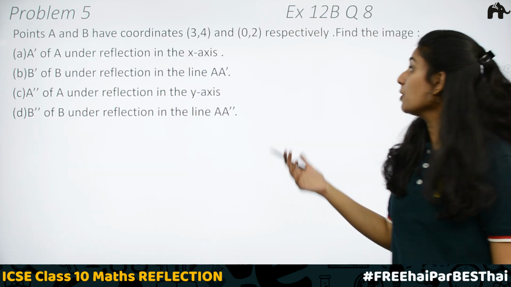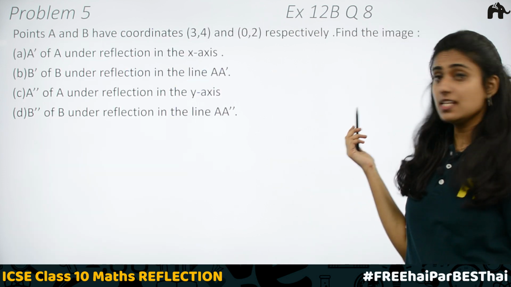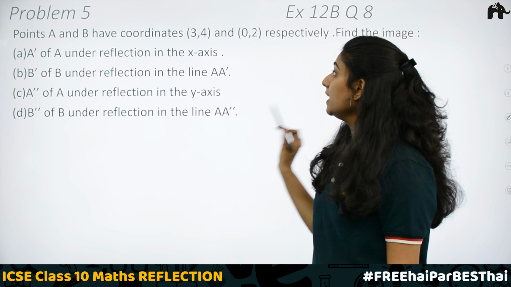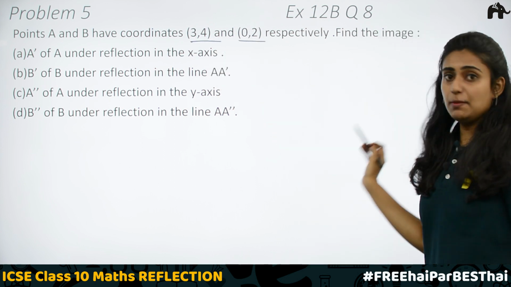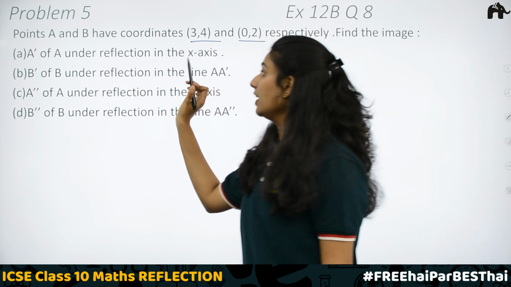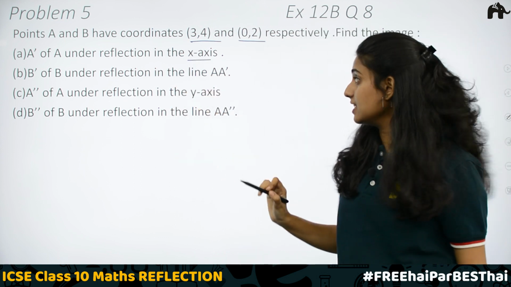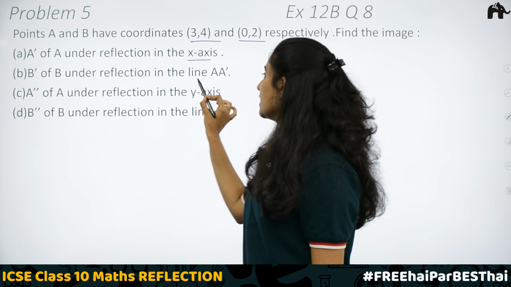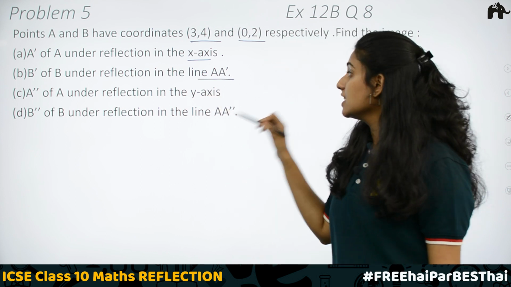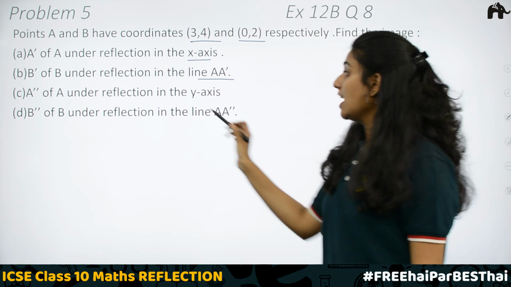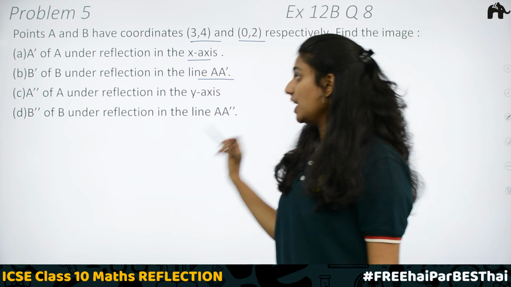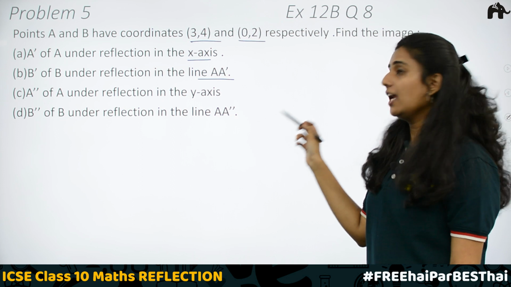Okay, next problem number 5, question 8 of exercise 12B. Points A and B have coordinates (3, 4) and (0, 2) respectively. Find: the image A dash of A under reflection in the x-axis; B dash of B under reflection in the line A dash; the image A double dash of A under reflection in the y-axis; and B double dash of B under reflection in the line A double dash.